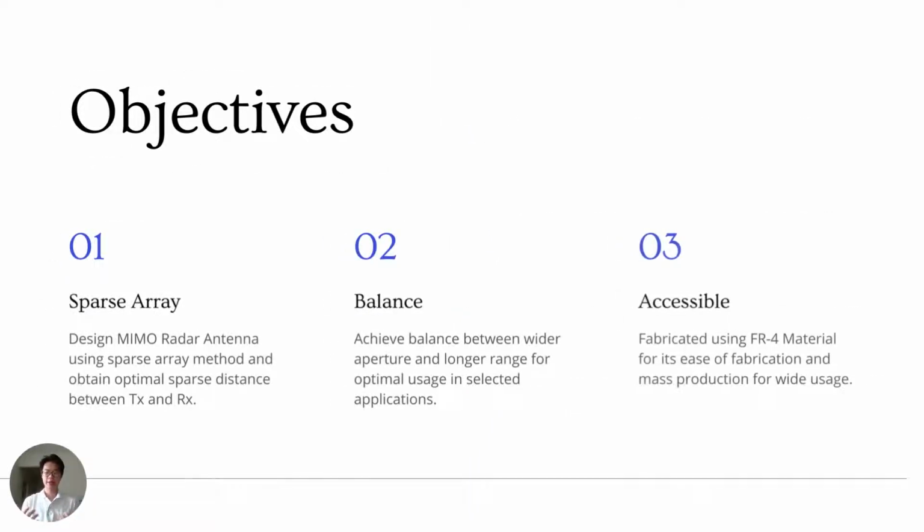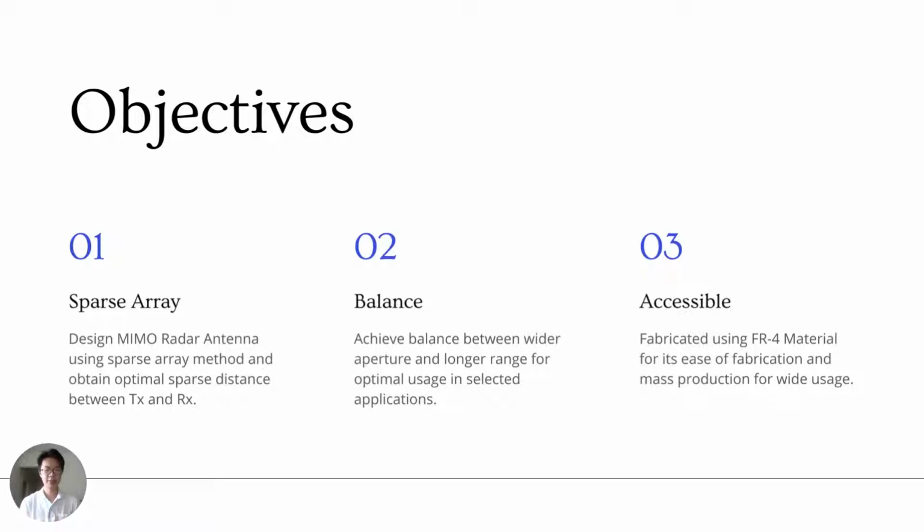So my objective for my FYP is first to create an optimal sparse array MIMO radar antenna, so an array with MIMO. So I can use the advantages of both worlds: MIMO's multiple sample sets with arrays' wider range and aperture.